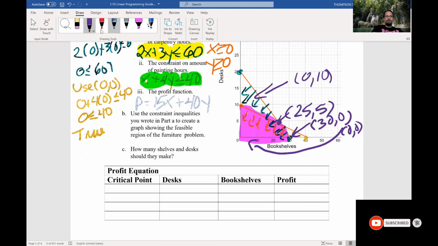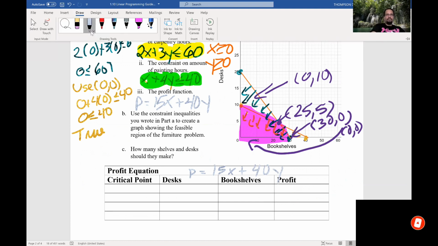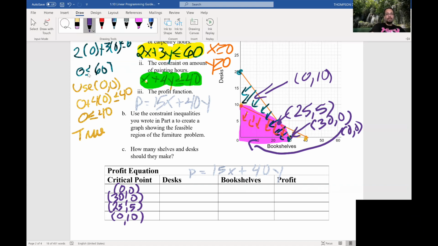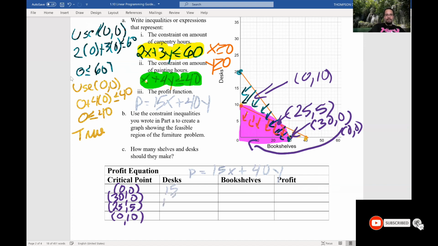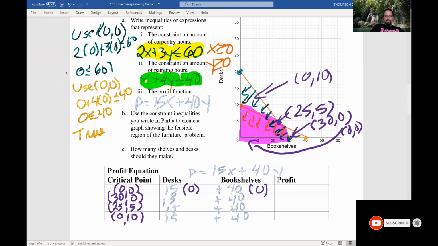So we'll rewrite our profit equation, which is just P equals 15x plus 40y. And now just write these points out. So we have 0, 0, 30, comma 0, 25, comma 5, and then 0, comma 10. So we have 15, just write down all the common things, and then plus 40. And then we're going to write in our 0, 0. So 0 for x, 0 for y.